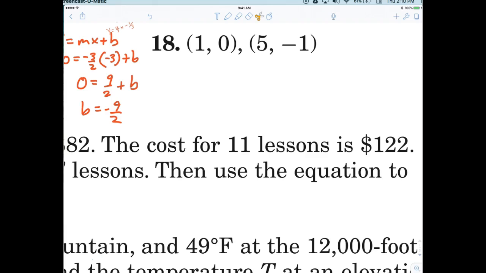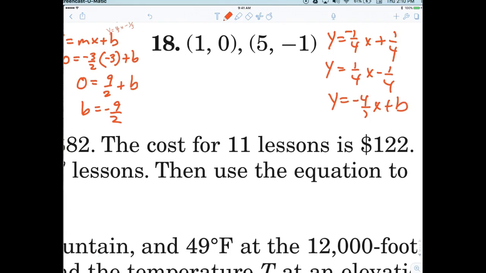y equals -1/4 x plus 1/4. Somebody else. I got y equals 1/4 x minus. Somebody else. Same. I got -4/1. Well, y equals -4/1. Wait a minute. I got -1/4 x plus 4.